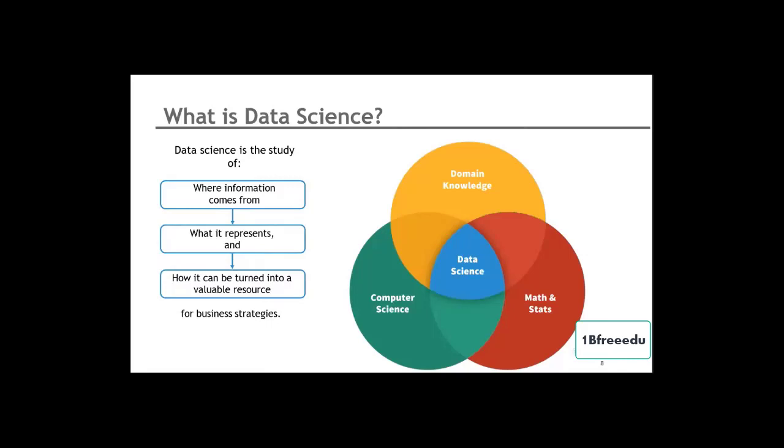And data science is a combination of three main areas: domain knowledge, maths and stats, and computer science. In this course, we're going to teach you a bit of everything. You need not be an expert in all of these three areas, but you should have some expertise in all three.